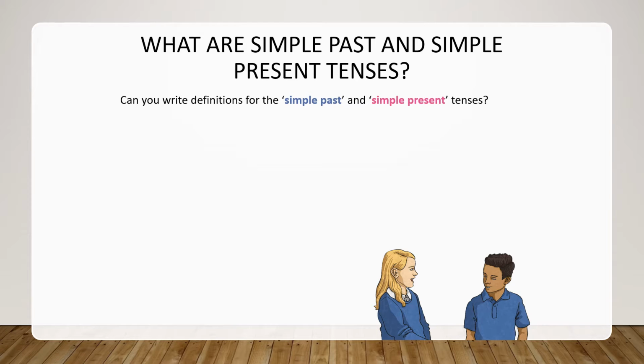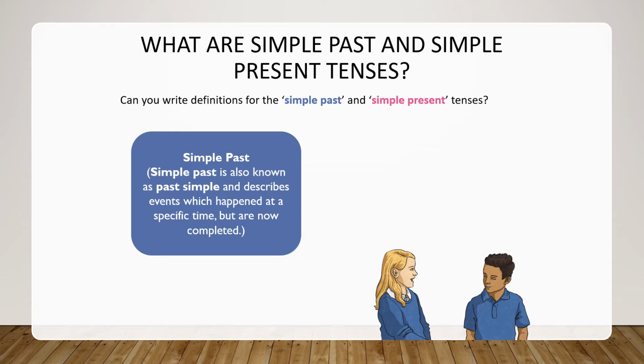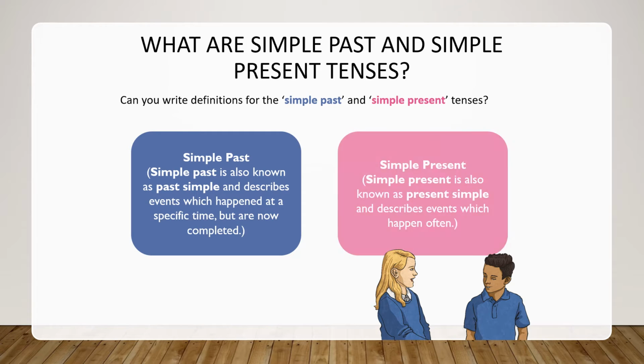What are simple past and simple present tenses? Can you write down the definitions for simple past and simple present tenses? If not, here is the information that will help you. Simple past is also known as past simple and describes events that have happened at a specific time but are now completed or finished. Simple present is also known as present simple and describes events which happen often.